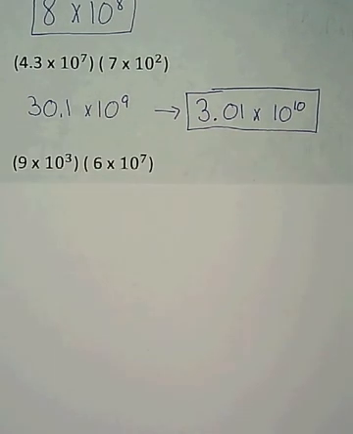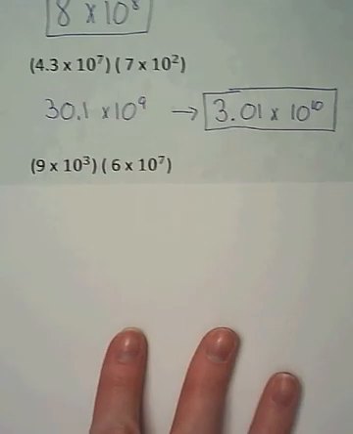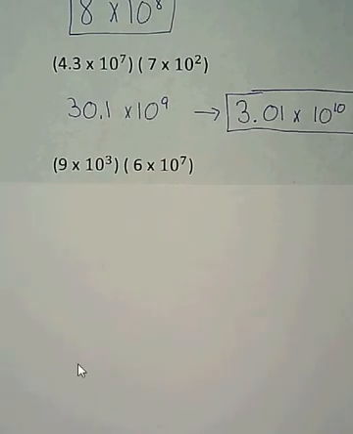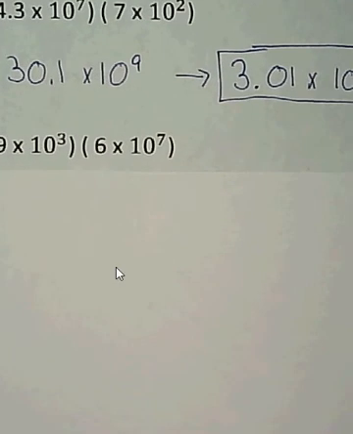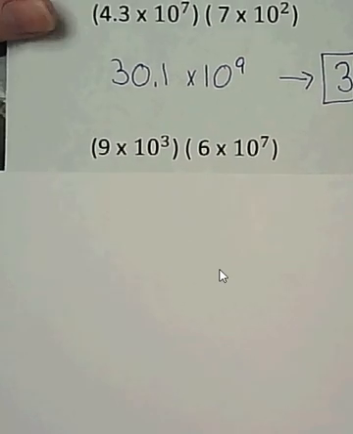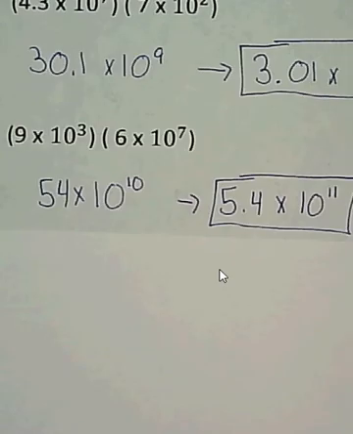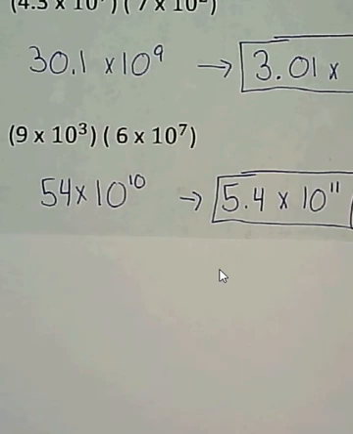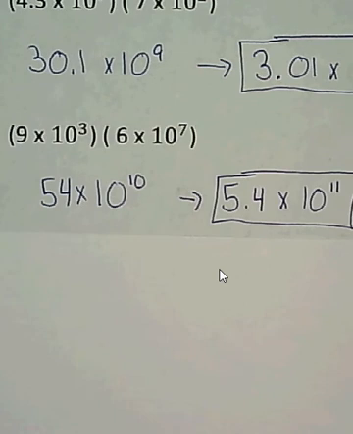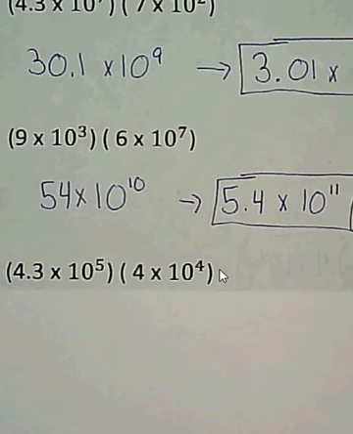Okay, 9 times 10 to the 3rd and 6 times 10 to the 7th. And you should have gotten 54 times 10 to the 10th. And when you put it into proper scientific notation, you should have gotten 5.4 times 10 to the 11th. Okay, next one.